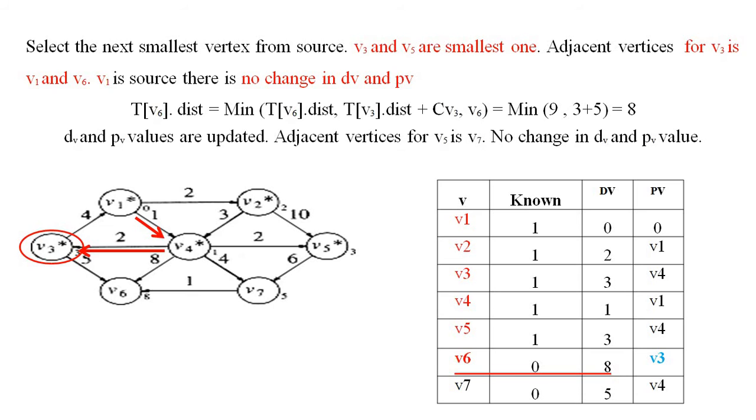This v6 value can be considered as 3 because v1 is connected with v4, and v4 is connected with v3. The previous value is 3. Again we add 6 to it. The minimum previous value is 9. The current value is 3 plus 5, that is 8. So we take 8 as the minimum value. We update the distance vector as 8 and the path vector as v3.